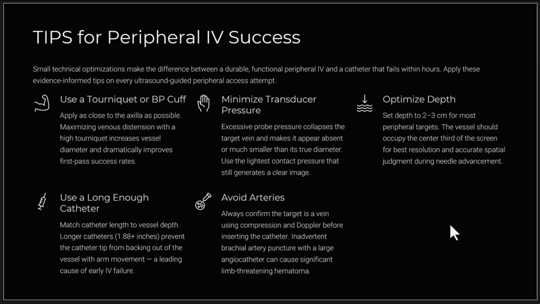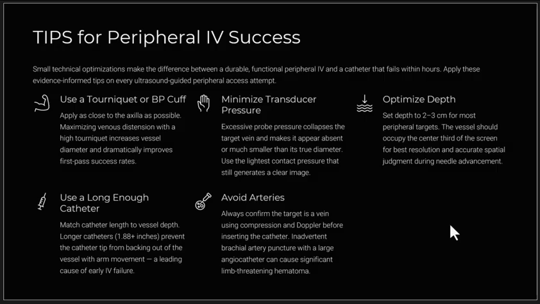Also, think about minimizing your transducer pressure. We know that having just a little bit of force with that transducer collapses those veins, especially the more superficial veins. But even sometimes those deeper veins can collapse with just a little bit of pressure. So use a very light touch with that ultrasound transducer on the skin while performing this procedure. Always make sure that you take the time to look around for any neighboring arteries, as well as confirming that the target that you have in mind is truly a vein and not an artery.